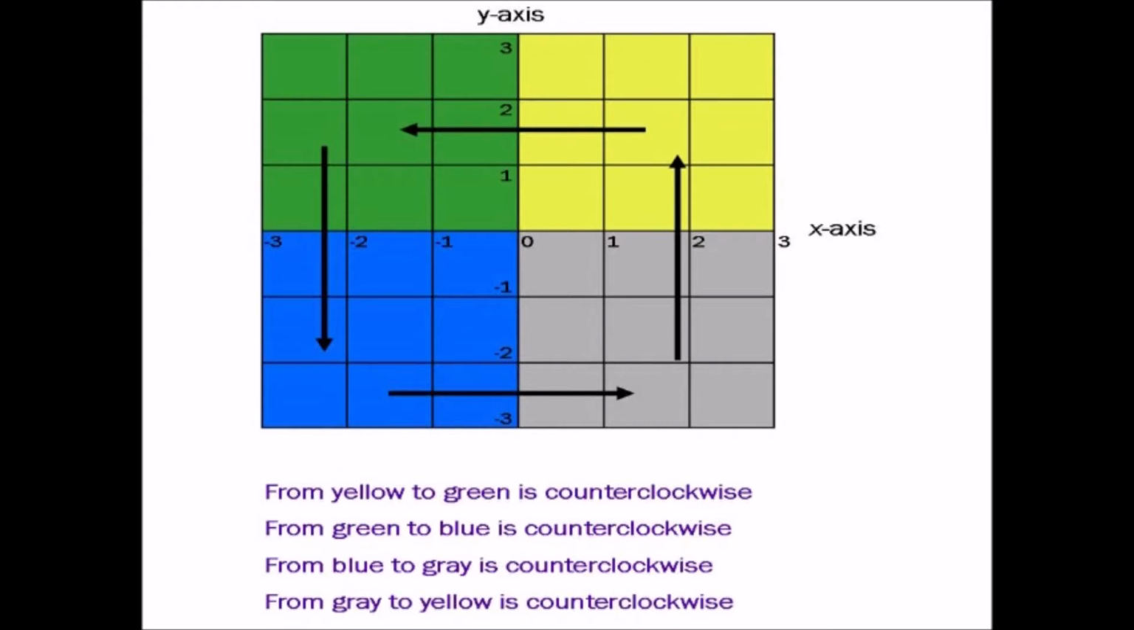Now, if you switch it around, if you're going from yellow to green, that's counterclockwise. Green to blue is counterclockwise. Blue to gray is counterclockwise. And gray to yellow is counterclockwise. So now we are moving left, and you keep moving left, and then you'll be going counterclockwise.